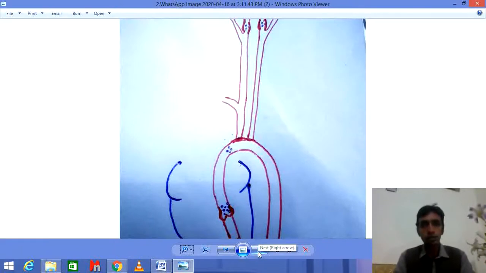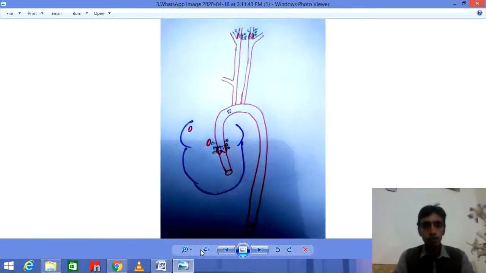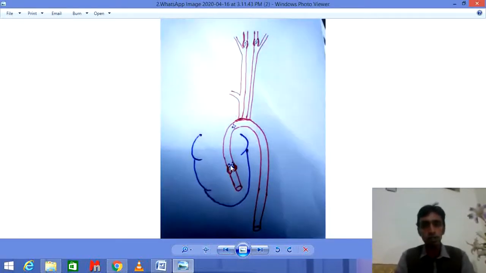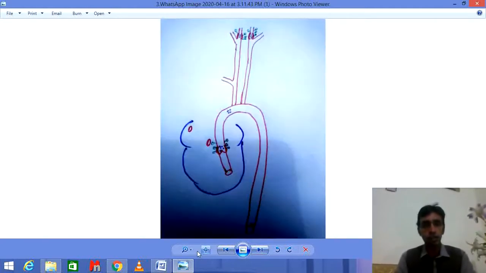Next one. But I have told you that these receptors are invisible. These baroreceptors are invisible. You can't see these baroreceptors. If you have a heart of an animal or human, you can't see these receptors. They are invisible. And now the next diagram.